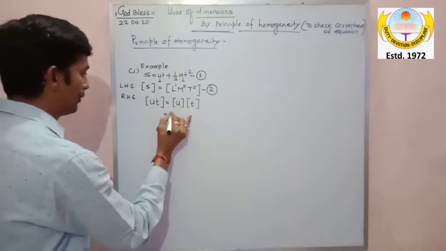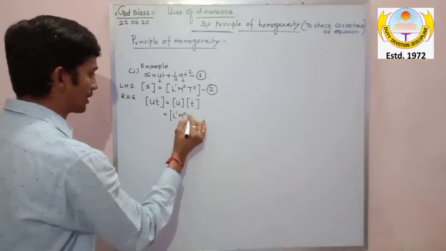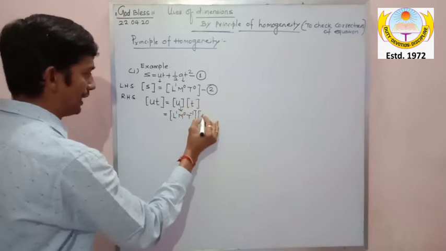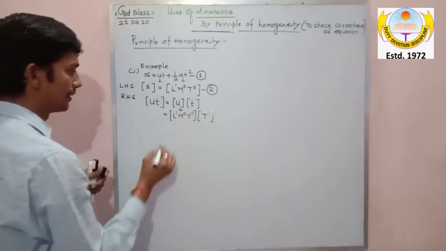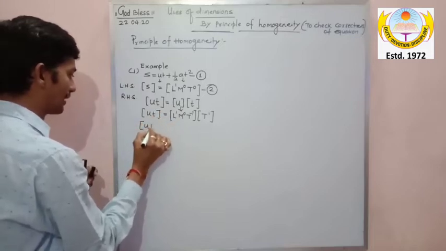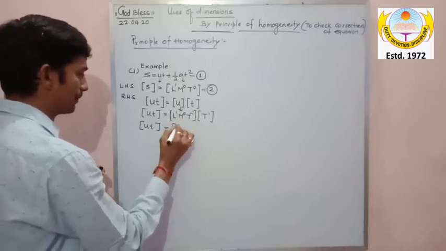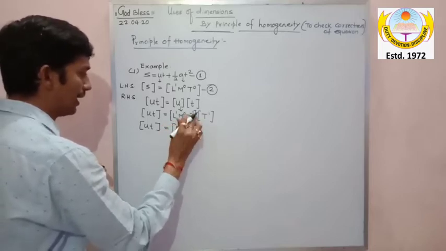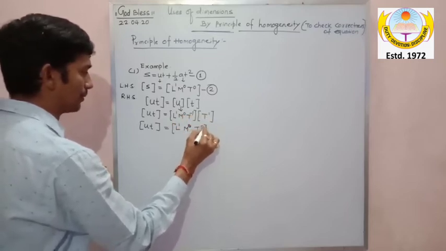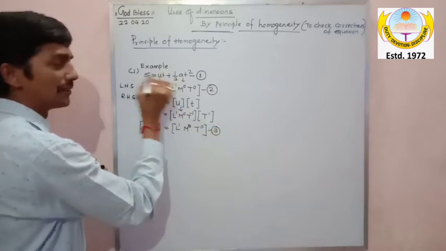So now dimension of U, you all know that U is velocity. So it is L1 M0 T minus 1. This is the dimension of U multiplied by dimension of T, which is T power 1. So UT together giving me dimension as L power 1, M power 0, T power minus 1 and T power 1 will become T power 0. This is my equation number 3. I calculate the dimension of UT.